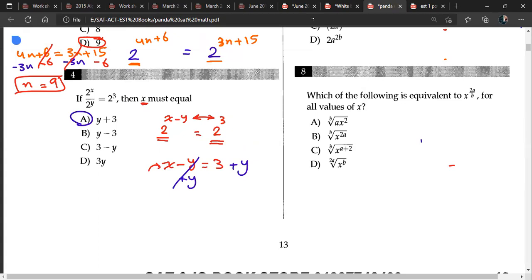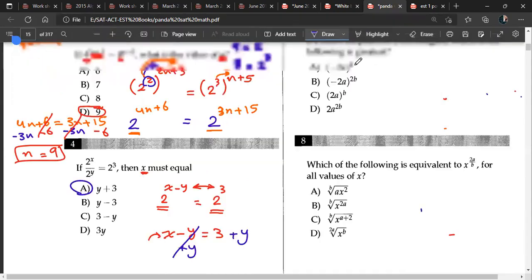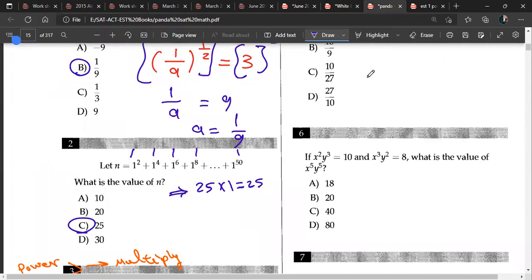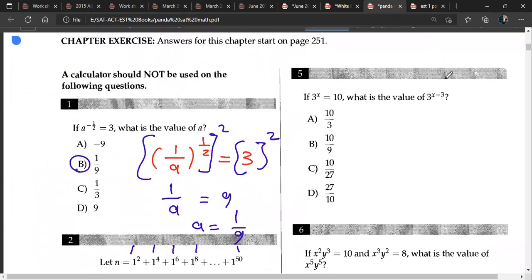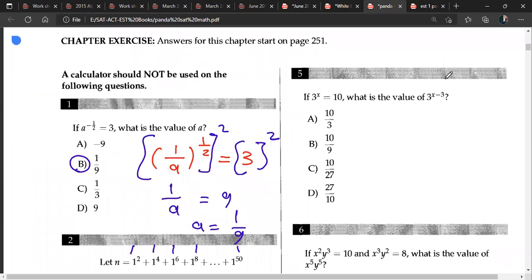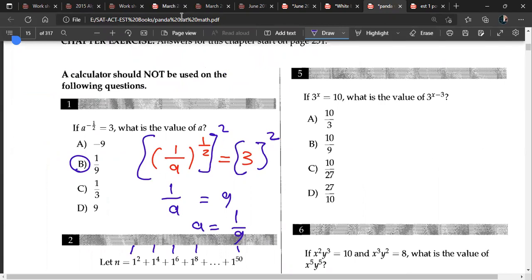Let's complete. In question number 5, if 3 power x equals 10, what is the value of 3 power x minus 3? 3 power x minus 3. Okay guys, you have 1 minute to think about the question. If you have an answer, send it in the chat. Just 1 minute, maximum.